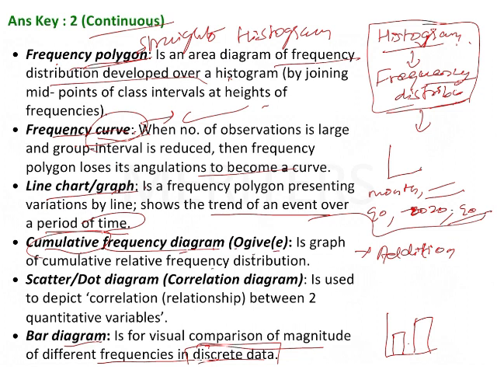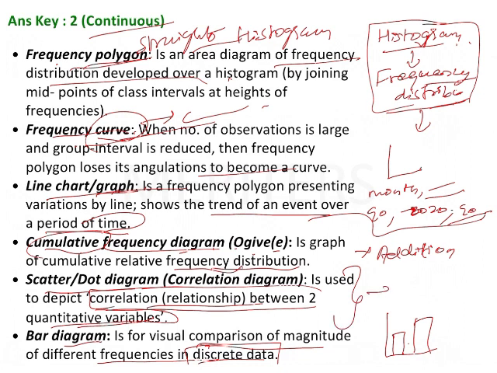This one is the addition of these values. This one is a straight line. This one is a curved one. Line chart: anything related to time is called a line chart. Scatter diagram: whenever you hear the term correlation between two variables, it is called a scatter or dot diagram. Just keep it in mind. Correlation between two values can be best represented by a scatter diagram, dot diagram, or correlation graph. Bar diagram, as I told, is the discrete data representation.